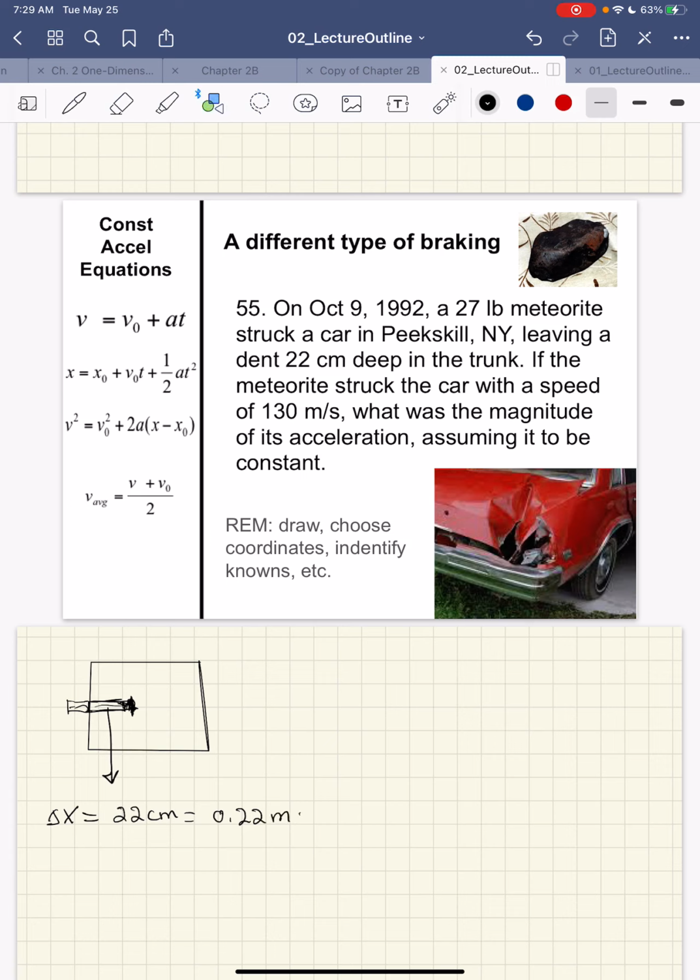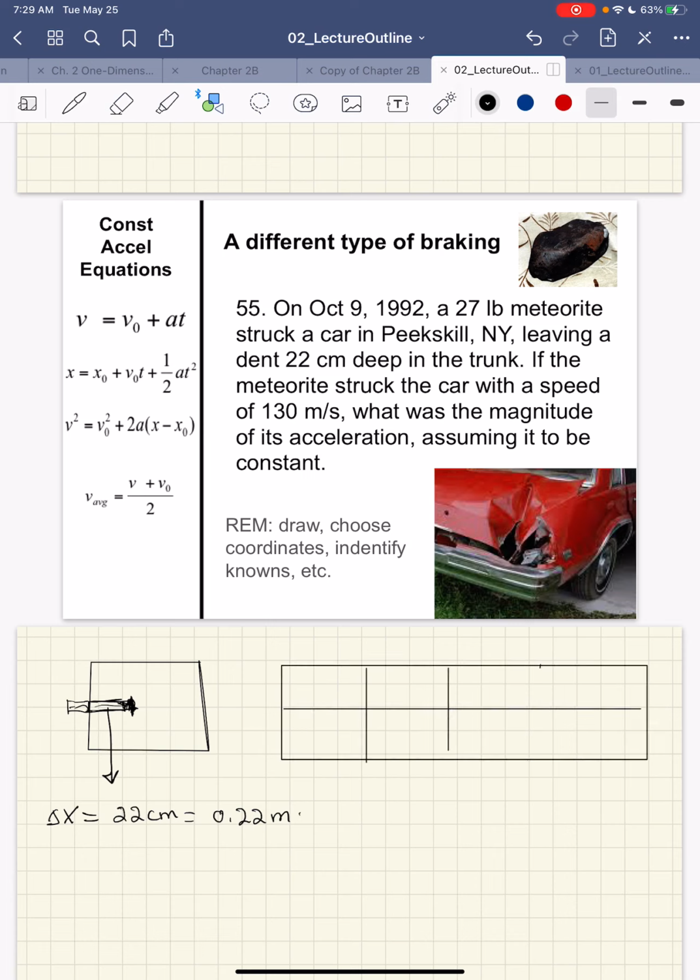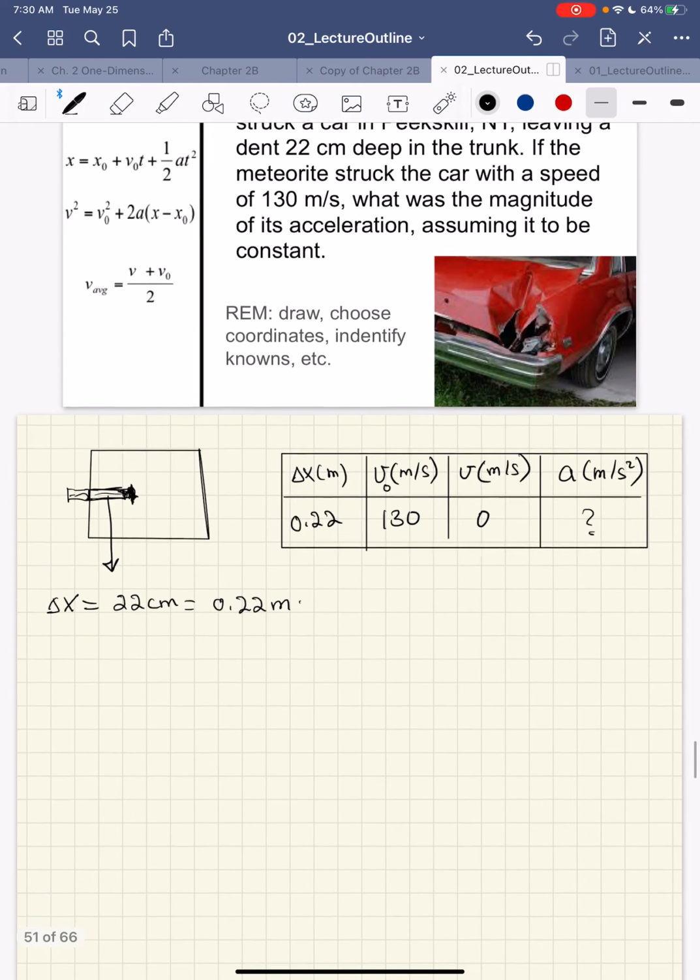And also I can work on my variables here. Okay, my delta x in meters is 0.22, and then the initial velocity was given as 130, and of course finally it will stop. You need to understand this from the physics or from life. And here I am looking for the acceleration.